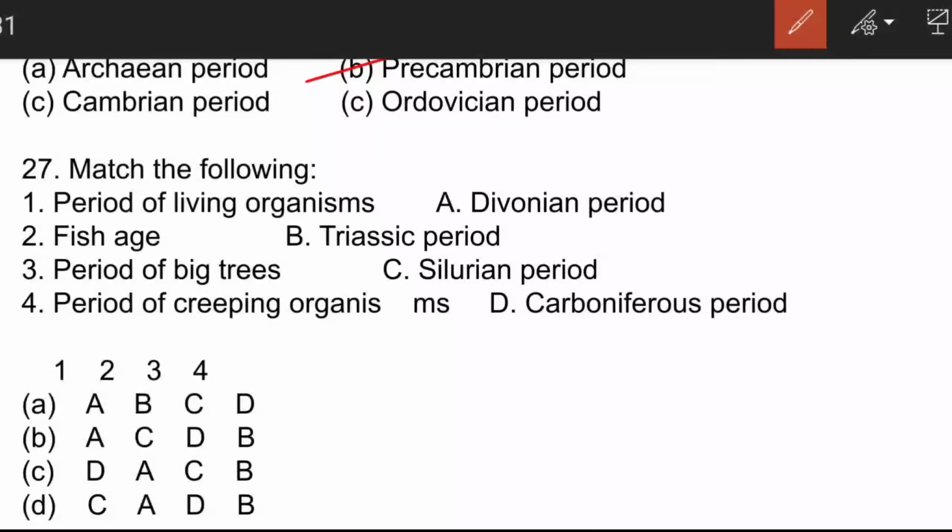In the next question we have matching. Period of living organisms, fish age. So period of living organisms will be Silurian period. Fish age is Devonian period. Period of big trees is Carboniferous period, and period of creeping organisms, that is of dinosaurs, reptiles, is Triassic period. So D will be the correct answer.